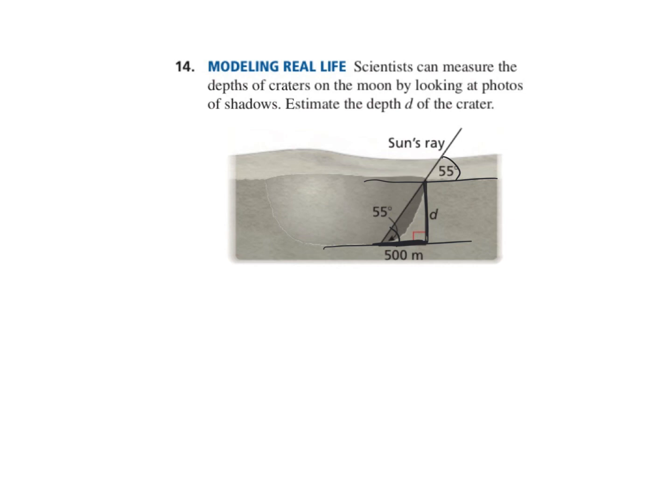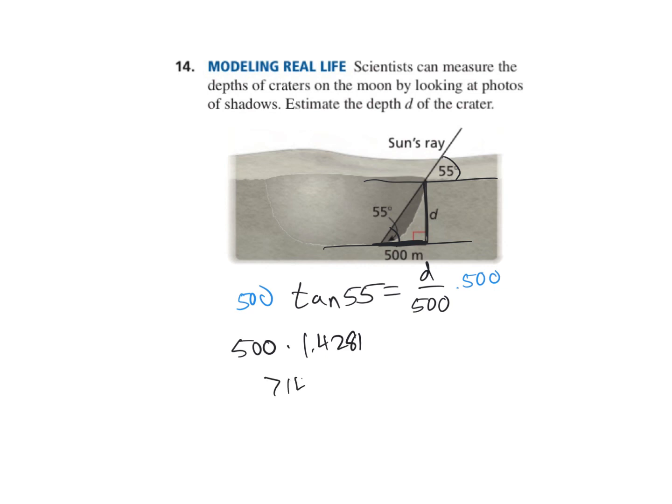Now we have the tangent of 55 degrees equal to the opposite leg over the adjacent leg. And now we can multiply both sides by 500. Take the tangent of 55, 1.42814, and multiply that by 500, and we get 714.1 feet. No, meters, sorry. Meters. That's a pretty deep crater.